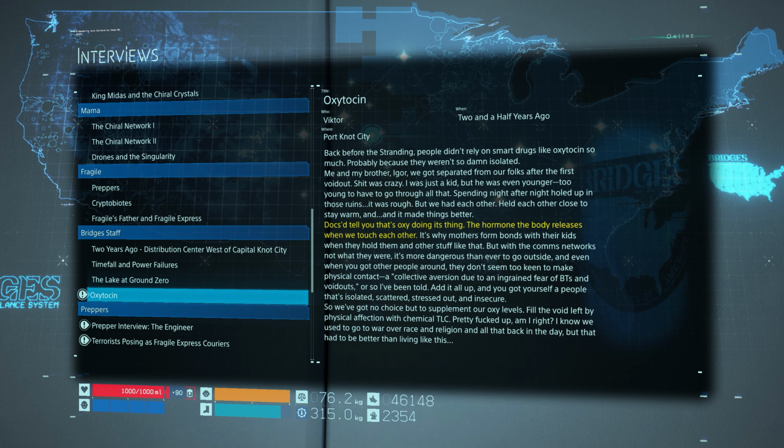I mean, yeah. Requiring basically a supplement for human interaction is what oxytocin is. It's better than death. I'm not sure it's better than, like, a world war, but still. It's not brilliant.